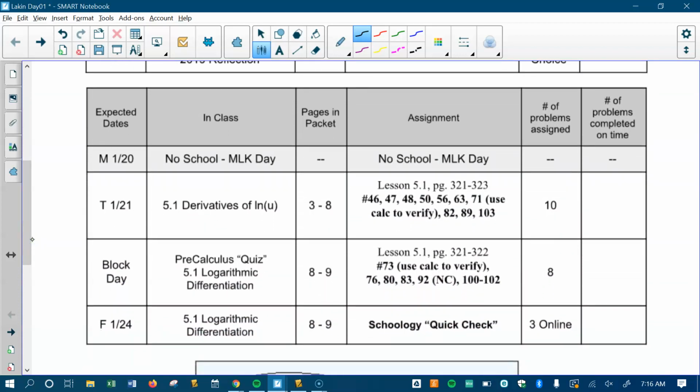Here's what we're doing today. We're doing derivatives of natural log today. We'll cover pages 3 through 8, and you have some homework in front of you for that as well.